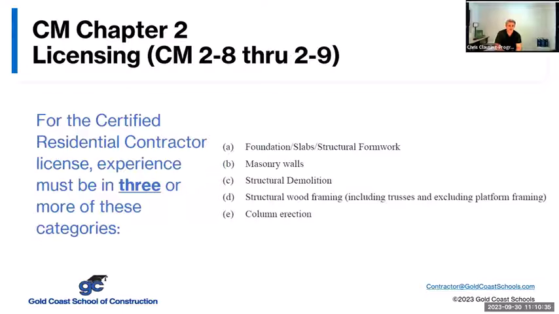And then for residential, it's a little different. It's still foundation slabs, but you don't have the 20,000 square foot requirement. Masonry walls is there, and columns are there, but they also add structural demolition and structural wood framing. So that's going to be like trusses that you put on the roof. And you only need 3 of these 5 categories. Again, that's just for CRC, certified residential.